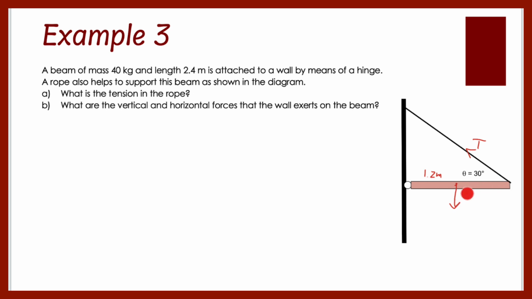Now remember, if we want to be able to do this, our radius and our forces have to be perpendicular to each other. So what we're really interested in here is this component of the tension. In this case, it will be tension sine 30. So since it's in equilibrium, we'll know that the torques counterclockwise will equal the torque clockwise.